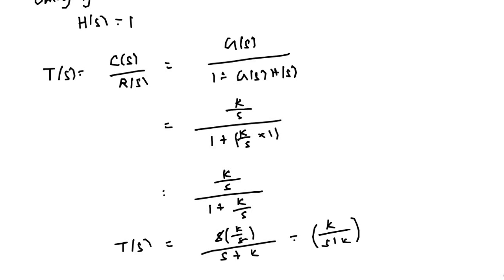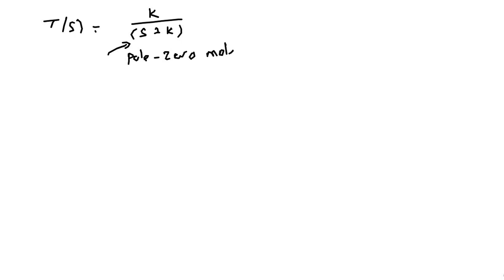This model is called the pole zero model or pole zero form of the transfer function. T of S is equal to some constant divided by S plus the same constant. In this form of transfer function, the denominator has poles and the numerator has zeros. Here, actually, finite zeros are not there.